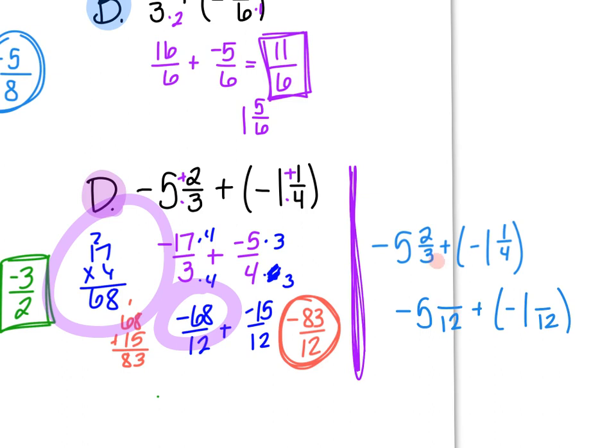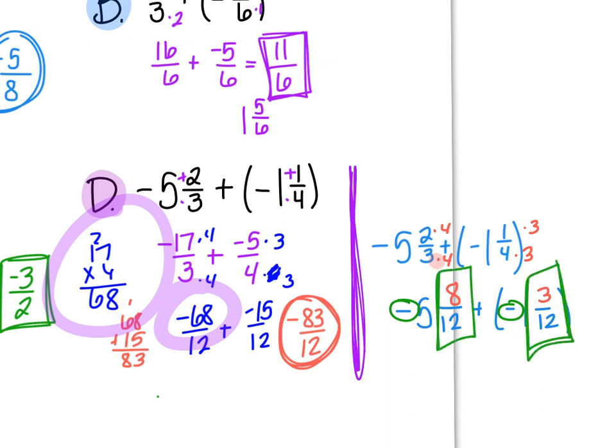So times by 4 and times by 4 gives you 8/12. And times by 3 and times by 3 gives you 3/12. So -5 and 8/12 plus -1 and 3/12. So in order to do this, I have to do the fraction part first, then the whole number part. So I'm adding still because they have the same signs. So we're doing the fraction part plus the fraction part.